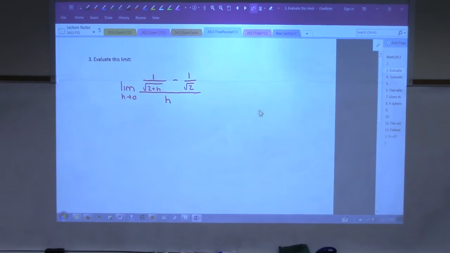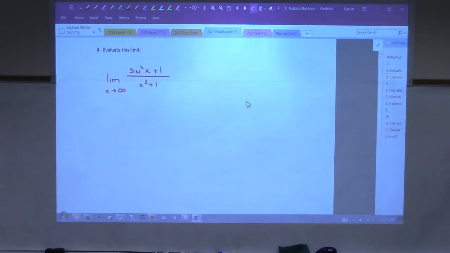Third, some good old limits. Remember this? Common denominator, conjugate. L'Hopital probably won't work on that, or it'll get uglier. Like if you try and take the derivative of the top of that, it's going to be very ugly.